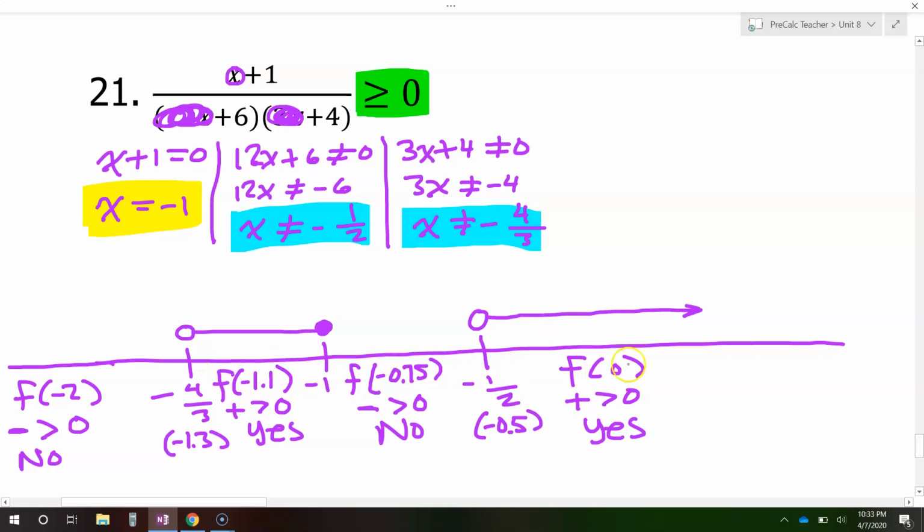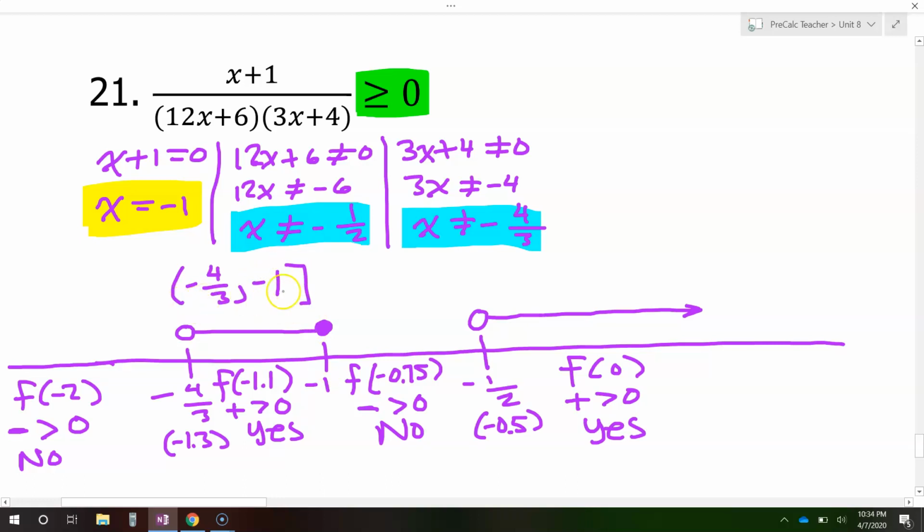So this is a nice graph of our solution set. That was very tedious to come up with. But hey, you got to do what you got to do. Now let's turn this into interval notation. So this first portion is going to be like this. I'm going to say negative 4 over 3 to negative 1.